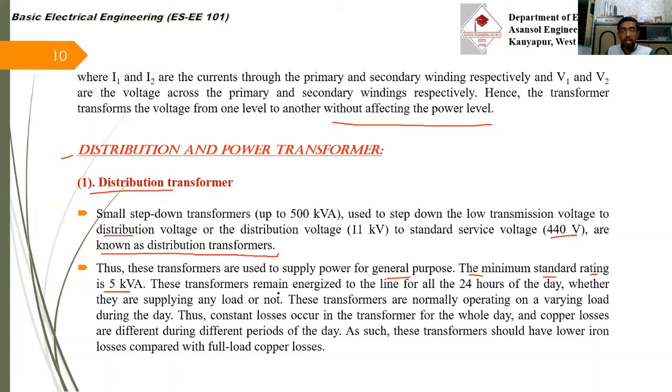These transformers remain energized to the line for all 24 hours of a day, whether they are supplying any kind of load or not. These transformers normally operate on a varying load during the daytime. Thus, constant losses occur in this kind of transformer for the whole day, and the copper losses are different during the different periods of the day. As such, these transformers should have lower iron losses compared with the full load copper losses.